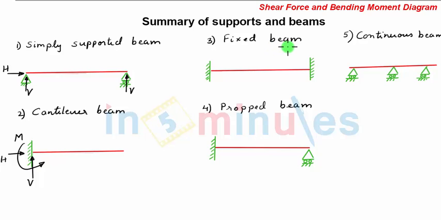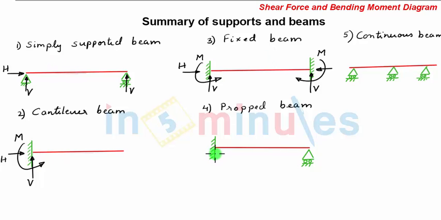And in case of fixed beam, at both the ends we find a vertical reaction, a horizontal reaction and a moment M, and even in this end we have the same vertical reaction, a horizontal reaction and a couple M. A point to be noted, the reaction directions are only assumed directions. The actual direction of all the support reactions will depend upon the direction in which the load is acting.